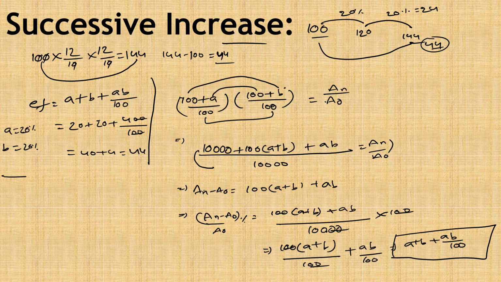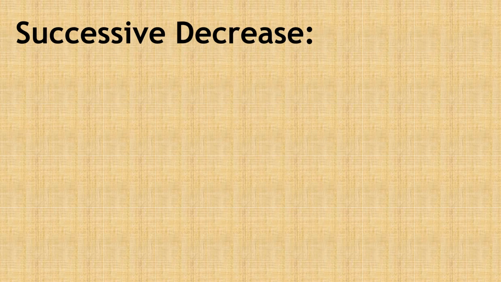Understood? Successive decrease. When a number is decreased more than one time, then it is said to be successive decrease of that number. Let's understand it with an example, same as the successive increase.